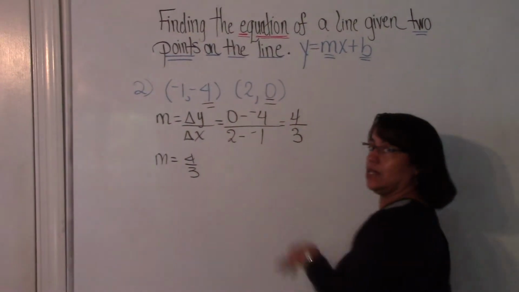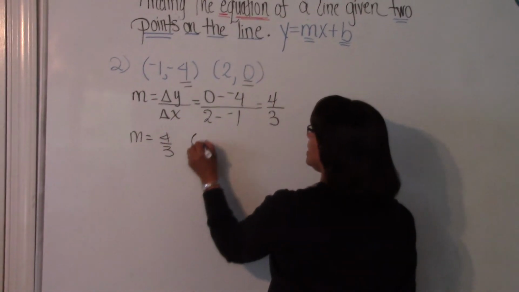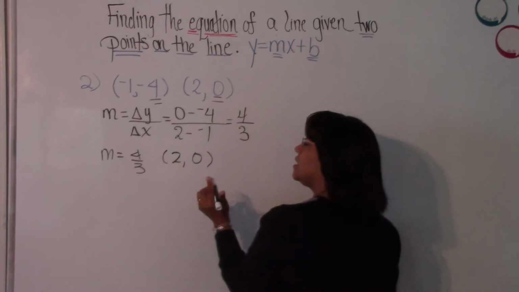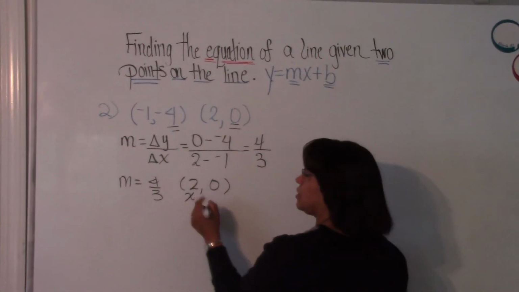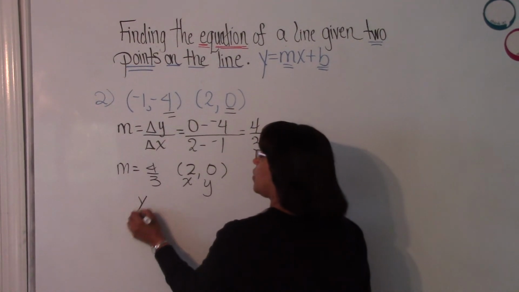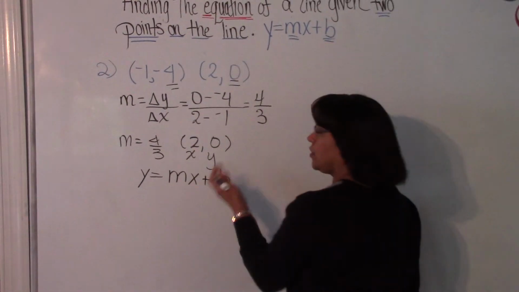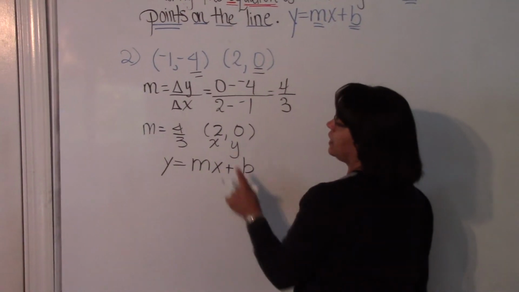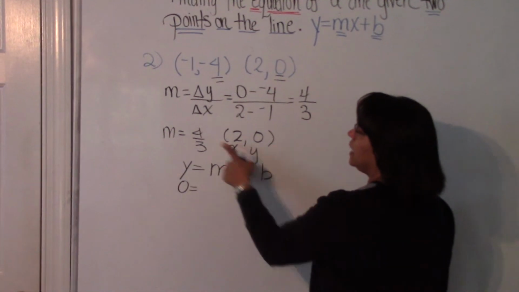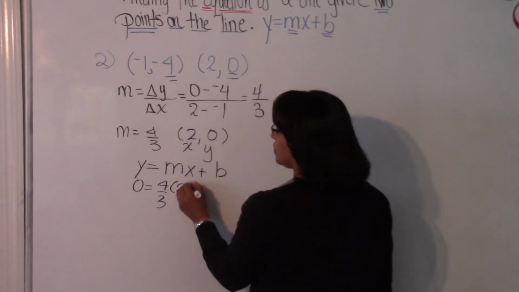And we choose any one of those ordered pairs for our x and y. I'm going to choose 2, 0. It's kind of nice when you have a 0 in there because it's easy to multiply by. So now our x is equal to 2. Our y is equal to 0. And we plug it into y equals mx plus b. We don't know b, so that's what we're going to find. Y is 0. We don't have to multiply by it this time. M is 4/3. And x is 2.